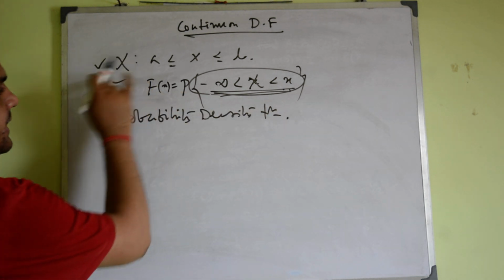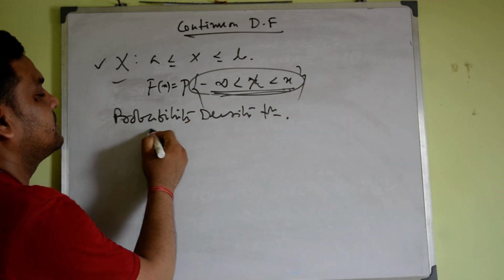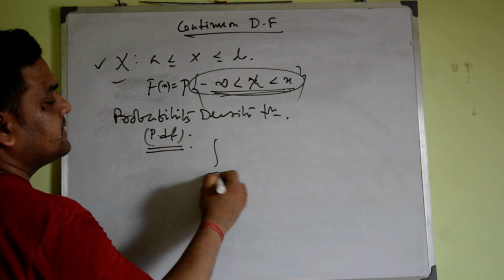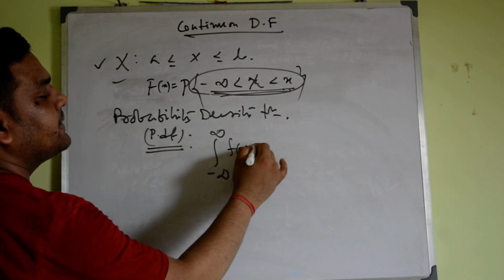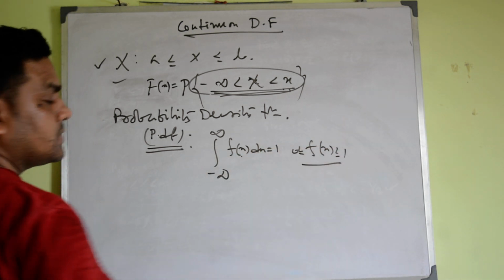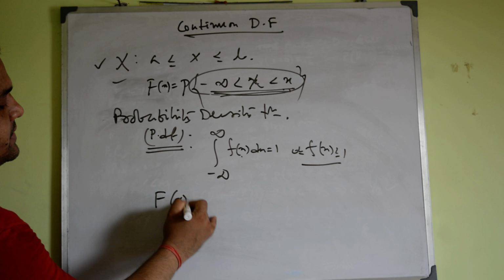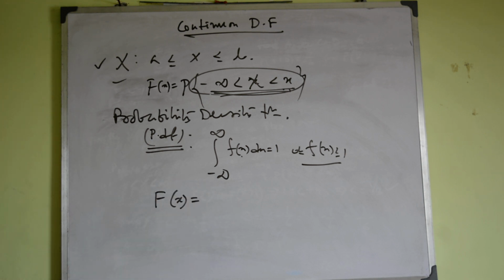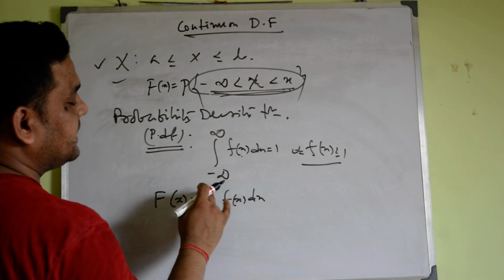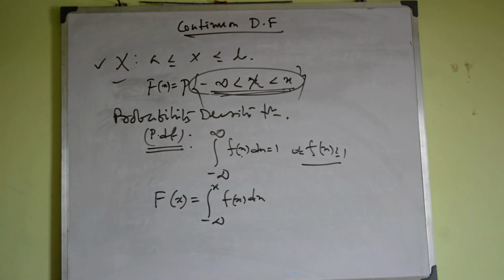The probability of a random variable which is continuously distributed is defined by the probability density function, in short PDF. So what are its characteristics? The integral from minus infinity to plus infinity of f(x) dx is equal to 1, and f(x) is never negative. In that case the distribution function capital F(x) is defined as the integral from minus infinity to small x of f(t) dt, where x tends to plus infinity; minus infinity to plus infinity is the real line.